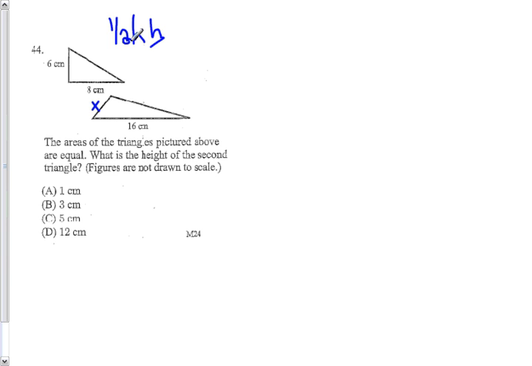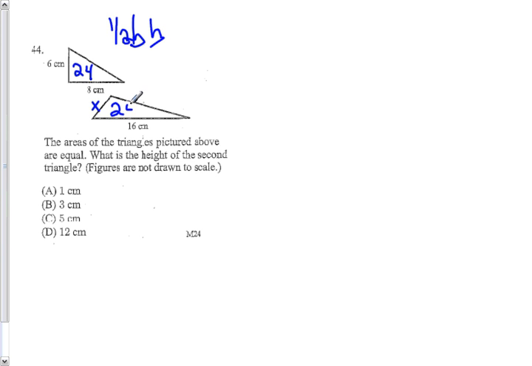Anyway, half of what would have been the area of the rectangle. So the area of this triangle, 8 times 6 is 48, and half of that, so the area of this triangle is 24. So we need the area of this triangle to be the same. We need it to be 24 also.